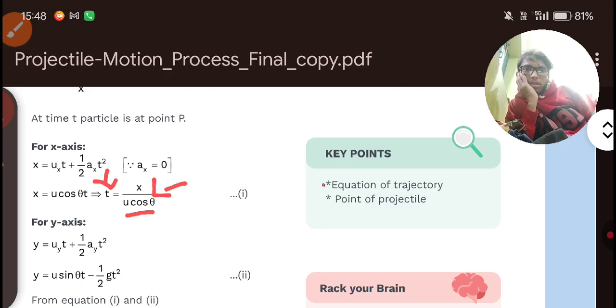We have some key points. Equation of a trajectory, points of a projectile. This was the equation of a trajectory. Let's see more about this.